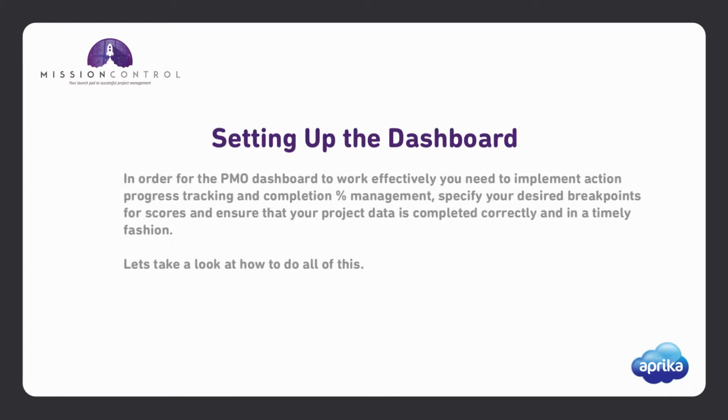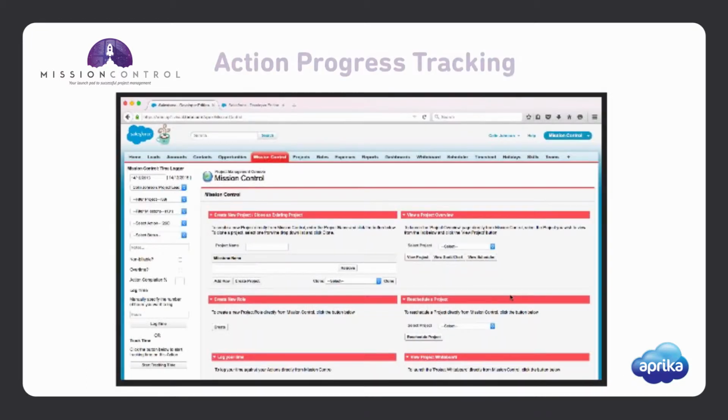Setting up the dashboard. In order to use this effectively, we need to implement action progress tracking and completion percentage management, set our desired colour breakpoints for PMO scores, and be mindful of our data entry being completed accurately and in a timely fashion. Let's go to the Mission Control console to enable action progress tracking.